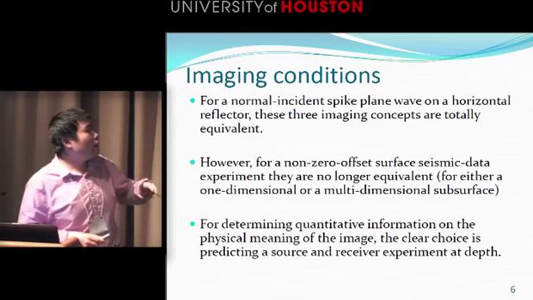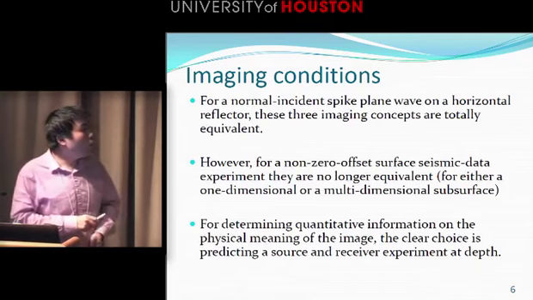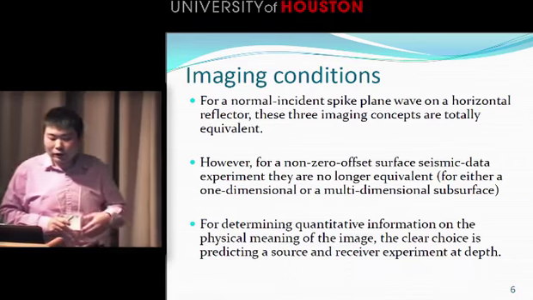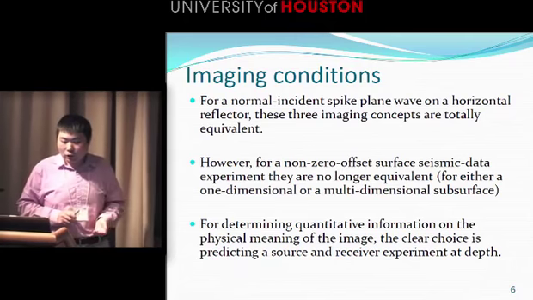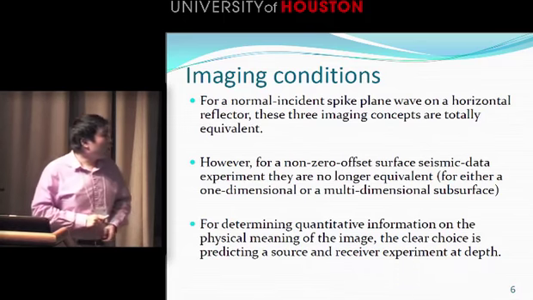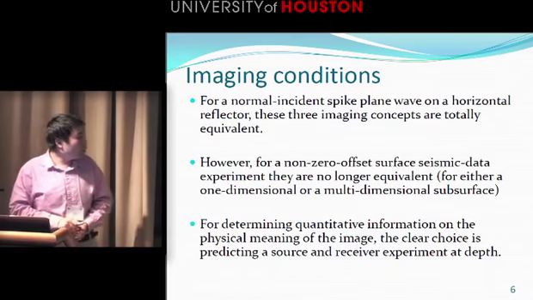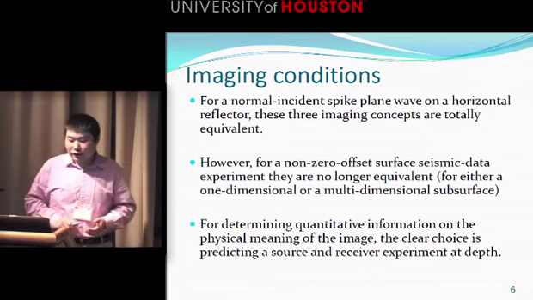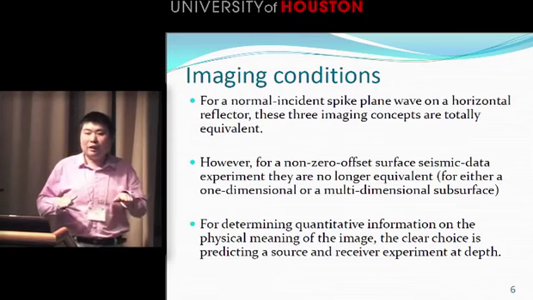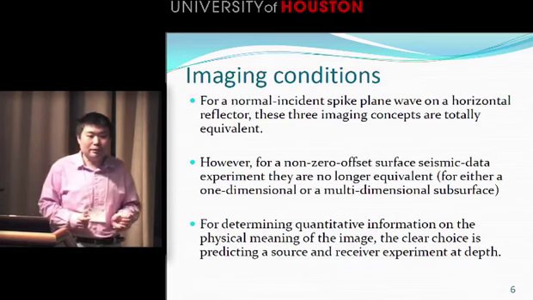For the normal incidence plane wave or the 1D case, all of those three image conditions are totally equivalent. But for the case more than 1D, or we have the offset with 1D, or we have 2D or 3D case, those three are not equal. And for determining quantitative information, obviously we'd better use the third one, because we have some impairment that has physical meaning of that image condition. We have predicted a subsurface impairment.